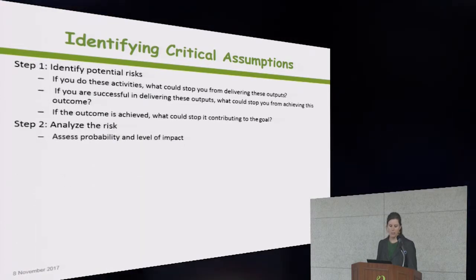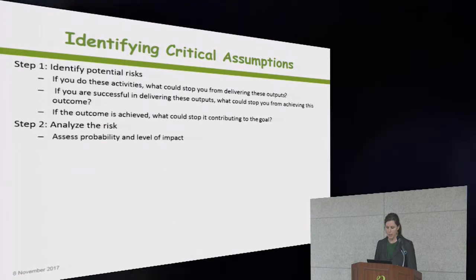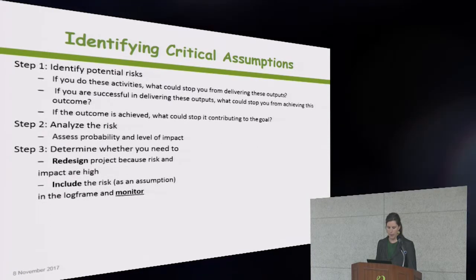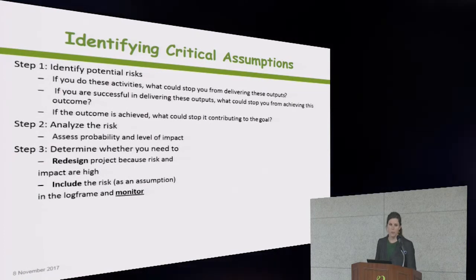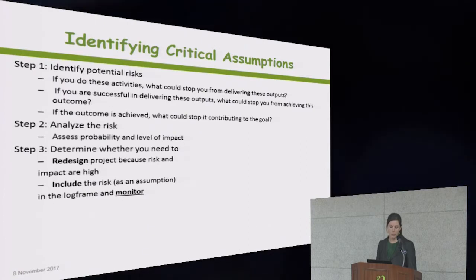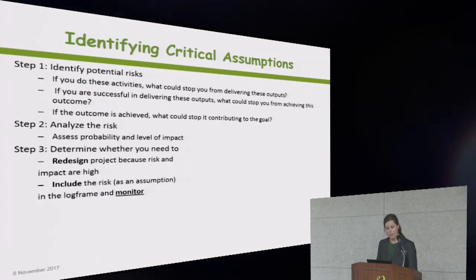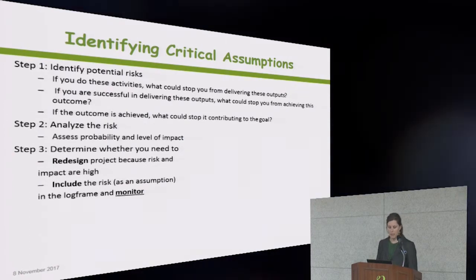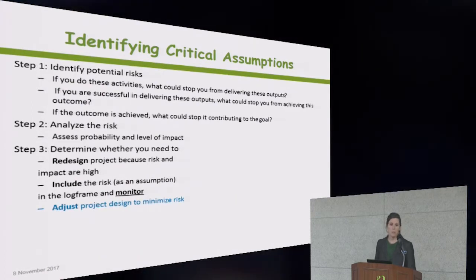and then analyze those risks. So assess the probability, what's the probability of this happening? And if it happens, what kind of impact would it have? Then you want to determine what to do with those assumptions or those risks. So determine if you need to redesign the project because the risk and the impact are too high, or if you include the risk as an assumption in the log frame, and if you do that, you need to continue to monitor that assumption. Or do you adjust the project design to minimize the risk?